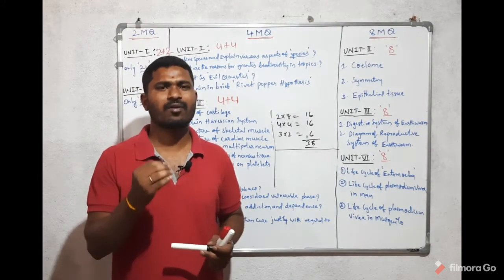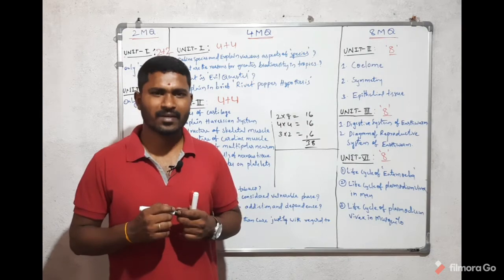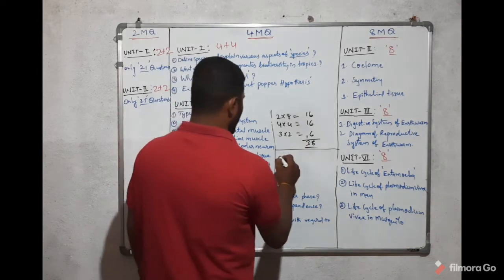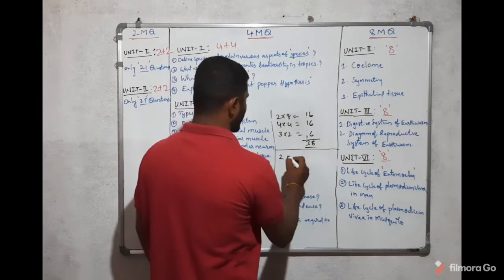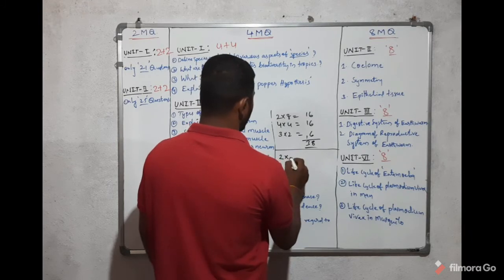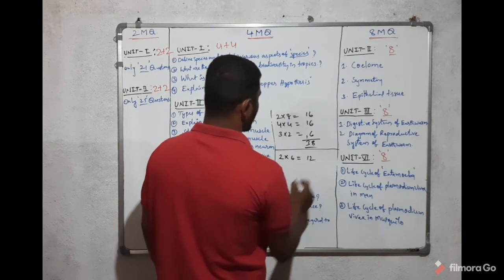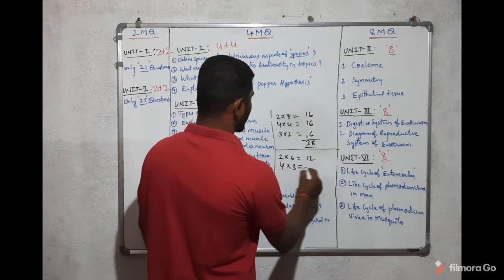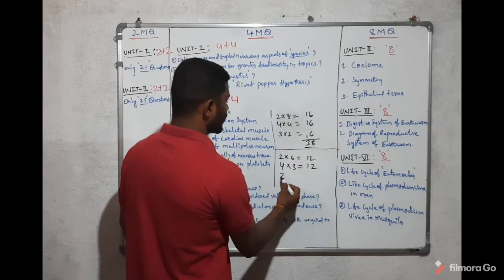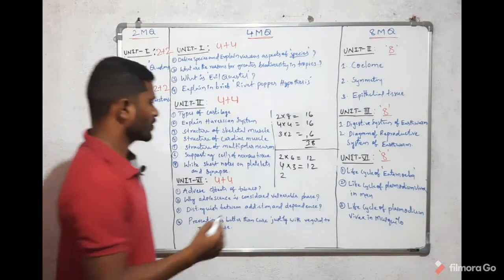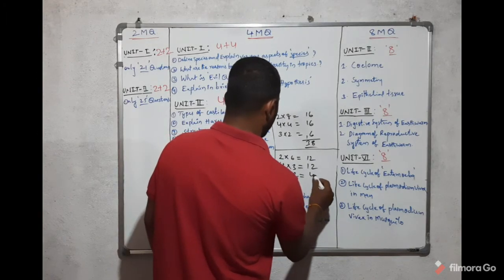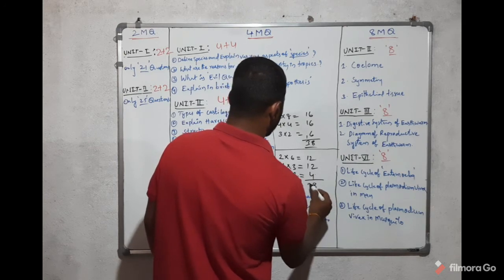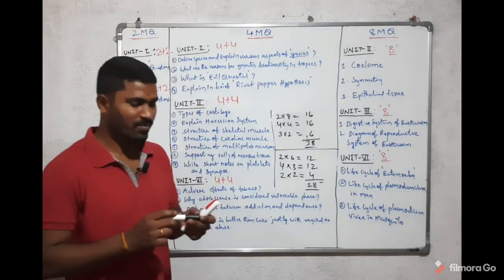If you are a below average student and not able to answer a question properly, let's see the analysis. When you answer the 2 8-marks questions, 2 into 6 is 12. When you answer the 4 marks questions, 4 into 3 is 12. When you answer at least 2 2-marks questions, 2 into 2 is 4. So 12 plus 12 plus 4 makes 28 marks. You will get 28 marks.